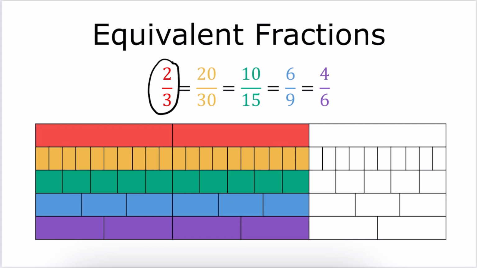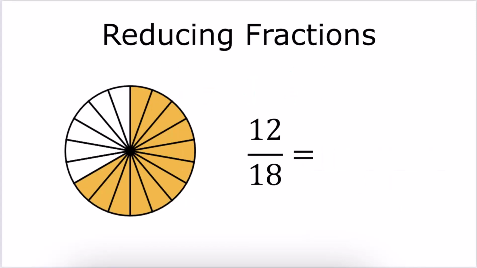And so the goal of reducing fractions is to take whatever fraction you're given and get it into the simplest form. And so the way that we do this, as I'm sure you're familiar, is you look at the numerator and the denominator of the fraction and you divide by the factor that they have in common. So we say, okay, well, 12 and 18 can both be divided by 6.